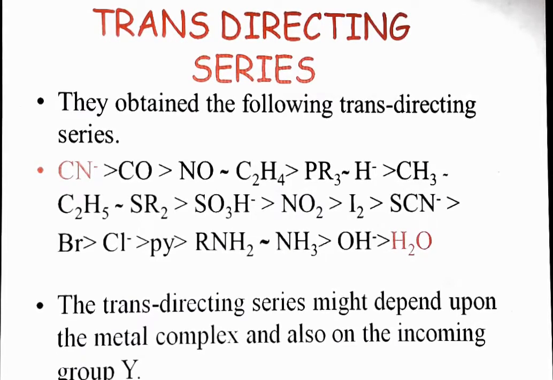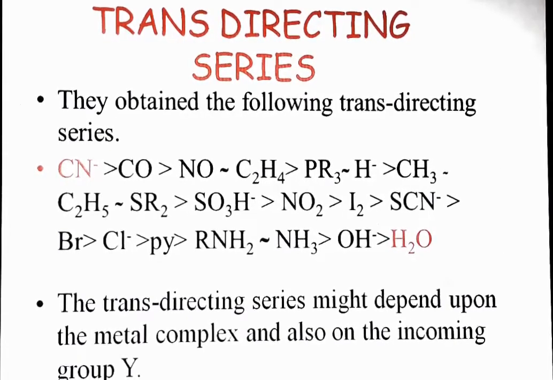This series is called the trans-directing series. From different observations, the trans series is prepared. In this series, the groups placed first are strong trans-directing groups, while you can see CN is the strongest trans-directing group and H2O is the weakest. The trans-directing series might depend upon the metal complexes and also on the incoming group Y.